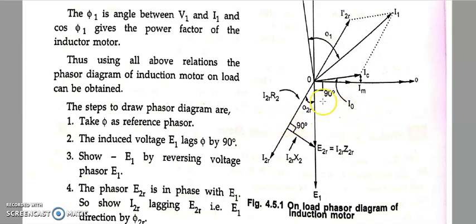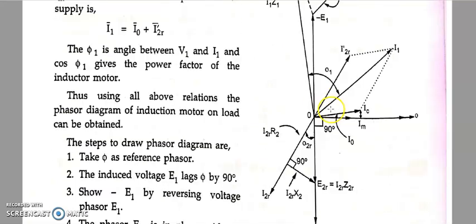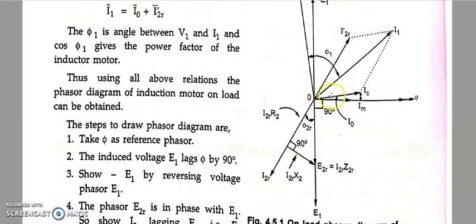Hello guys, in continuation of our earlier class, I told you I'2R is to be drawn at a certain angle with respect to the reference phasor phi. It will be like I'2R, and I told you if I draw a line opposite to that, it becomes I2R. Here you can also see that I2R is lagging my E1 phasor by a certain angle.